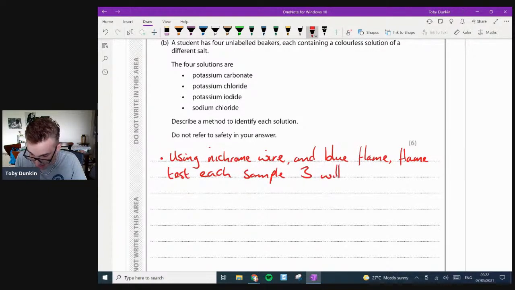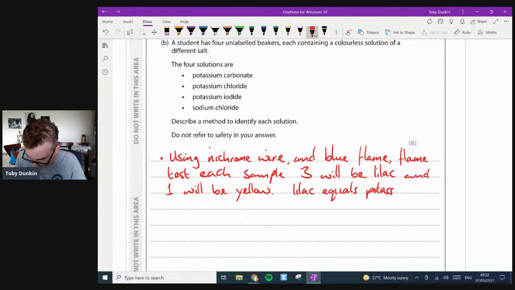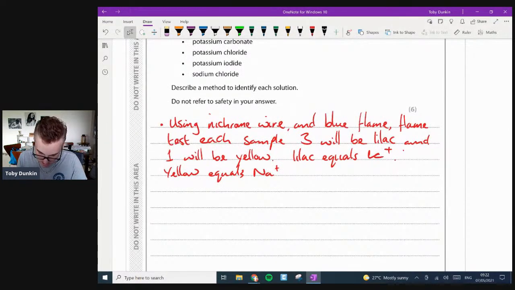3 will be lilac flames, and 1 will be yellow. Lilac equals potassium, yellow equals sodium, equals Na plus. I should actually put equals K plus. Yeah. Next, so now we've identified the sodium.